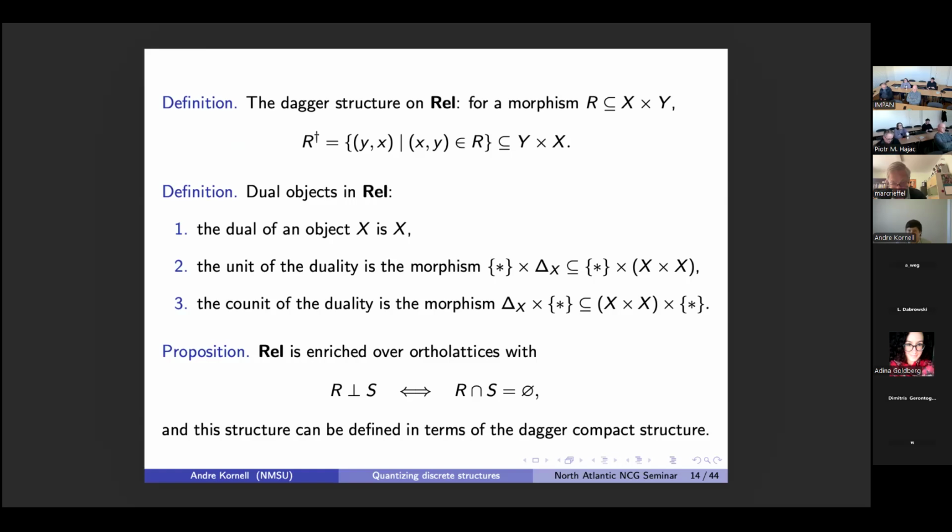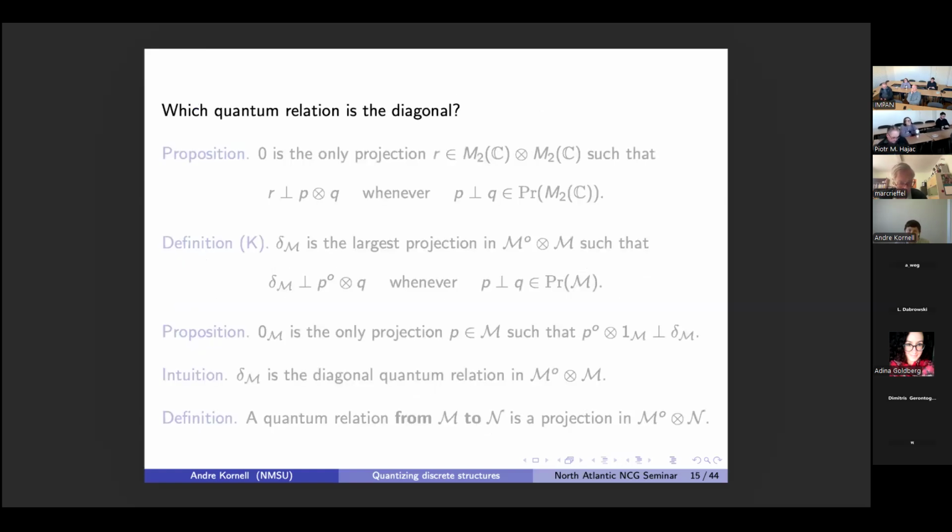So we're going to use all of this structure to define our classes of discrete structures, but we actually don't need all of it a priori. A lot of it comes from a smaller subset of it. Okay, so we're in the business of quantizing this. And in a sense, the most important question when we go to quantize that story is which quantum relation is the diagonal?